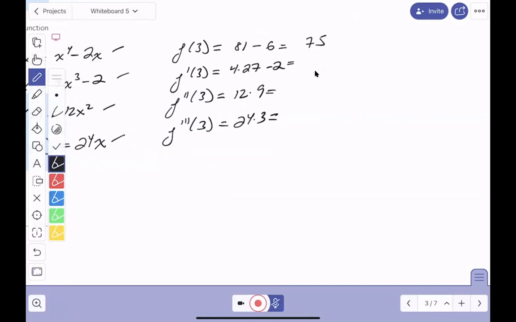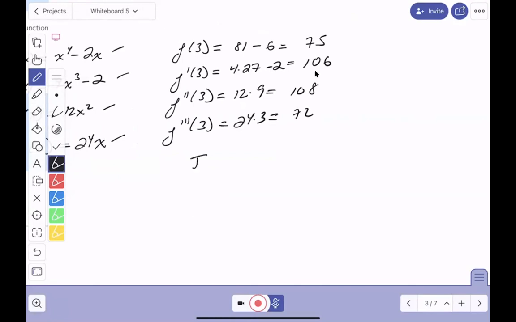4 times 27 is 80 and 28. So it's 108 minus 2, 106. Yep, you can make mistakes. Think about practicing. You can make a lot of mistakes when you practice. So when you get to the exam, the mistakes will kind of reduce. That's going to be 90 and 18, 108. And then 24 times 3 is 60 plus 12, 72.